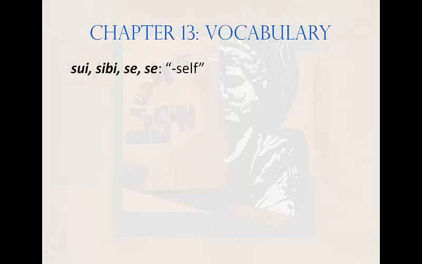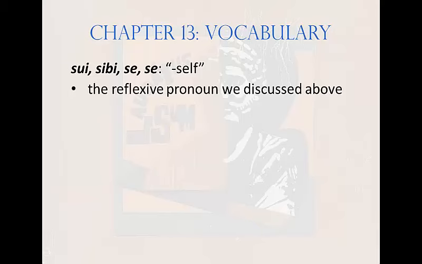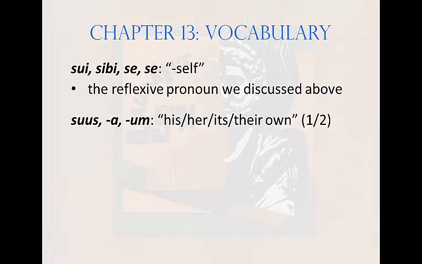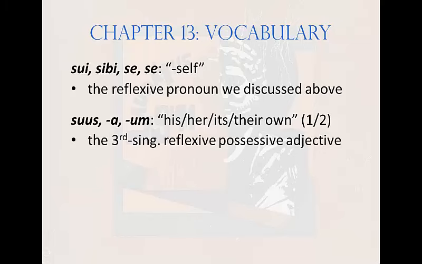The next word is sui sibi se, the reflexive pronoun we discussed above. I'm hoping you remember it by now. You need to. You're going to see it a lot. The next word is suis a. It means his, her, its, or their own. It's first, second declension. This is the third person reflexive possessive adjective we discussed above. And please note, it declines like bonus or magnus. None of this ius genitive singular or i dative singular business. That's for demonstrative pronouns, and this is a first, second declension adjective.